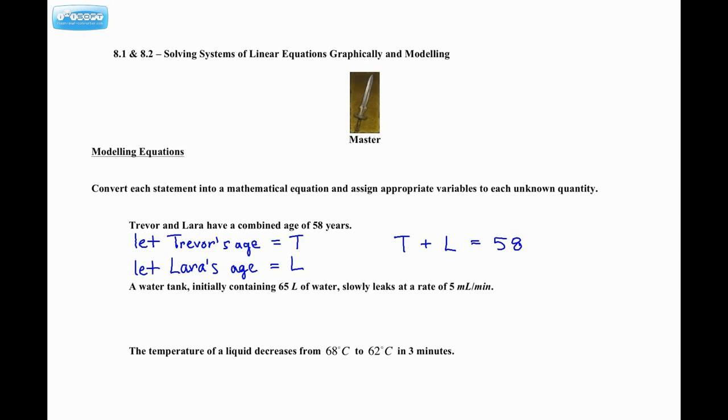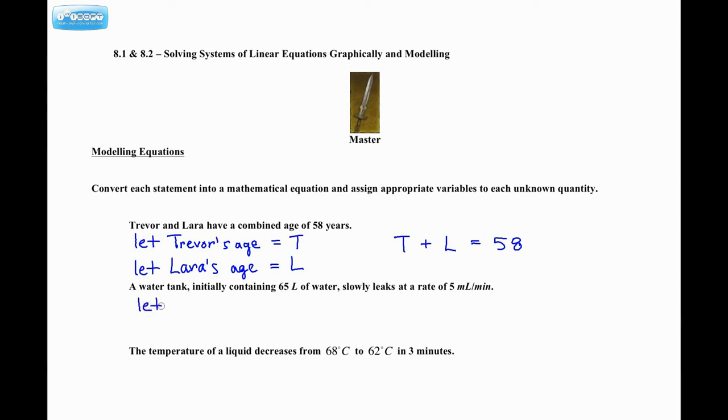Next, a water tank initially containing 65 liters of water slowly leaks at a rate of 5 milliliters per minute. So every minute that goes by, 5 milliliters of water leaks out, and the container, at least in the beginning, has 65 liters of water. So over time, this number is going to go down. All right, so how can we model this using an equation?